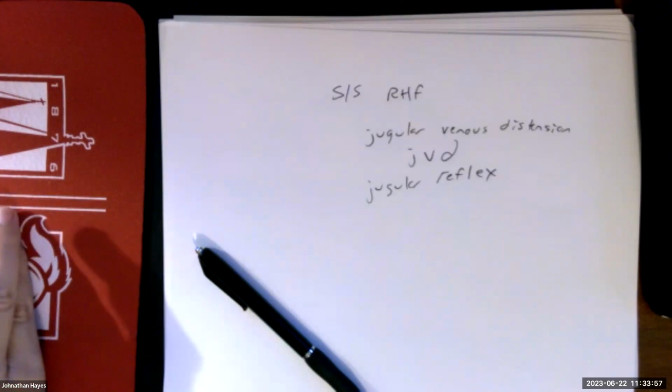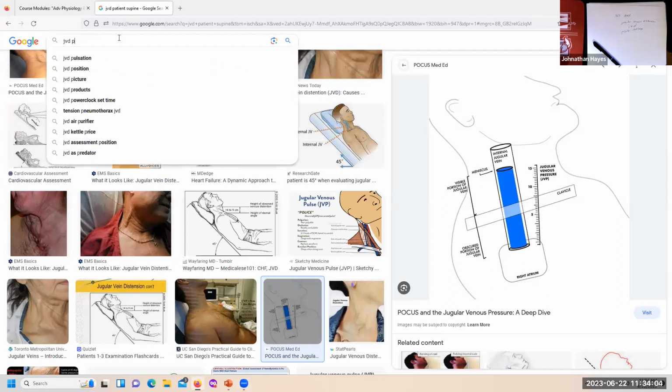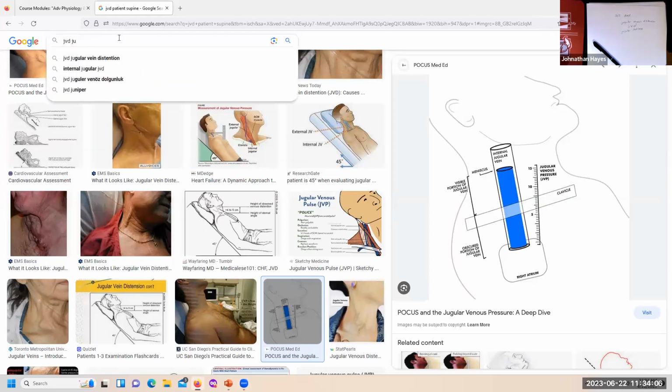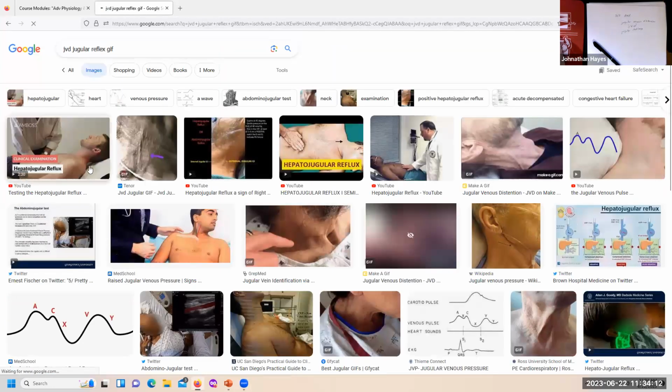So let me see if we can do this. Let me see if we have a demonstration so I don't have to do it in words. See if there's a GIF for it.